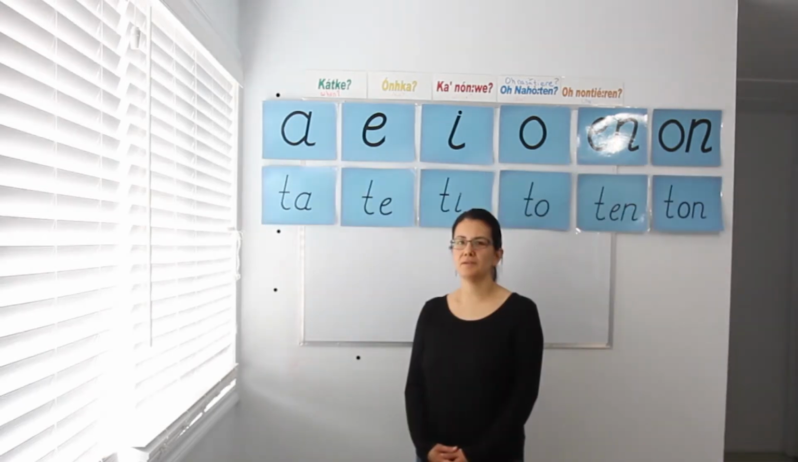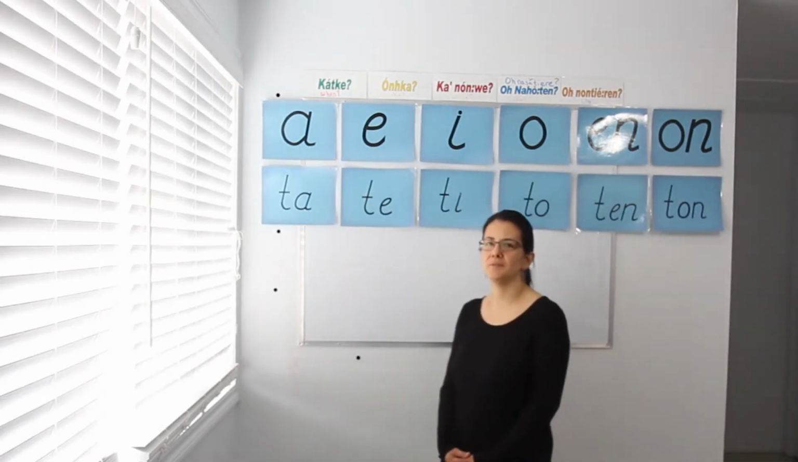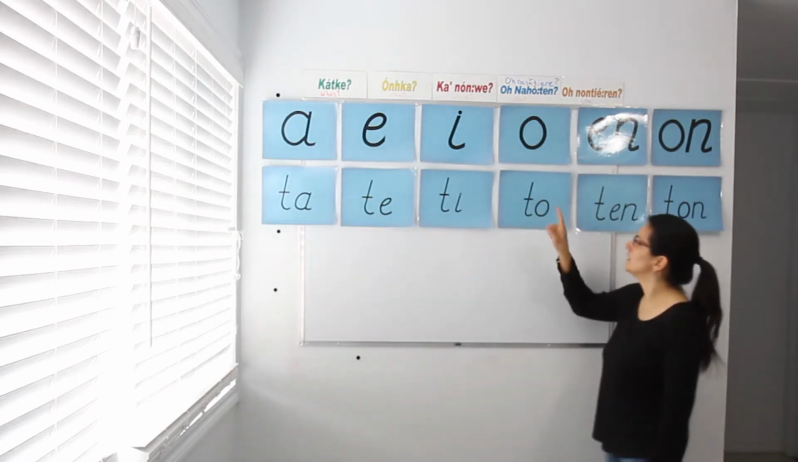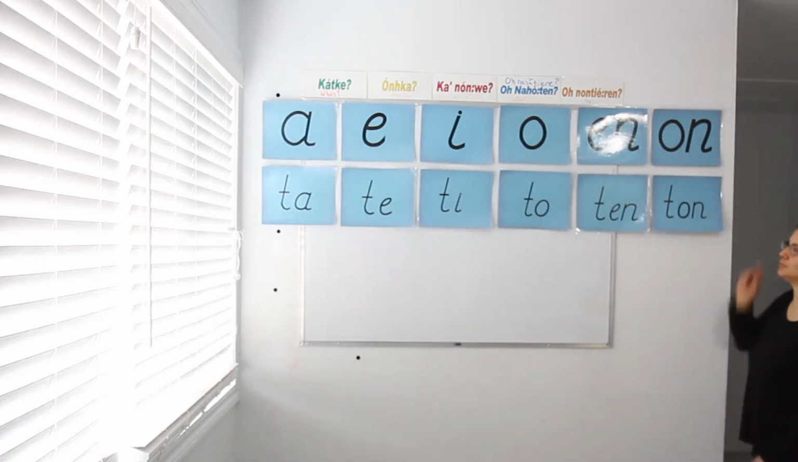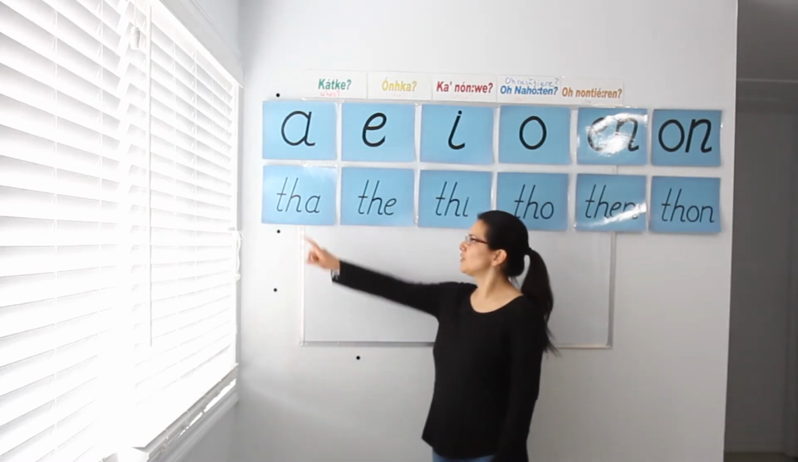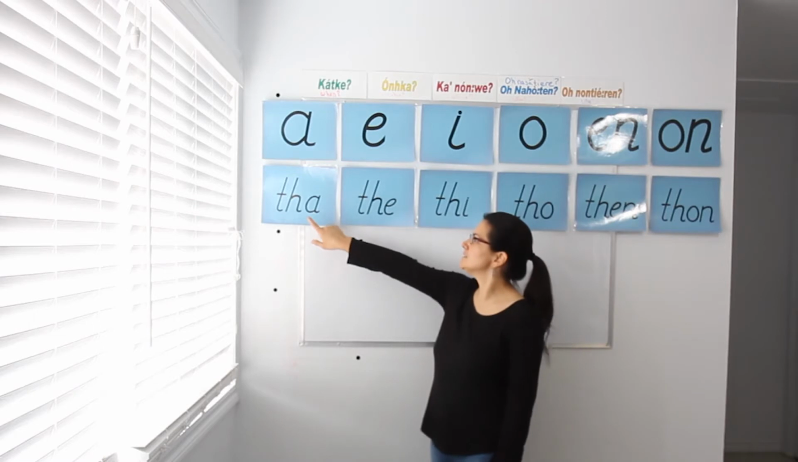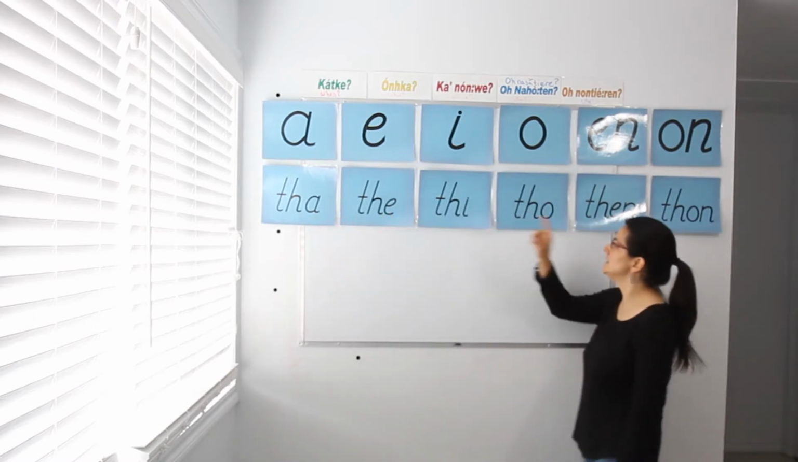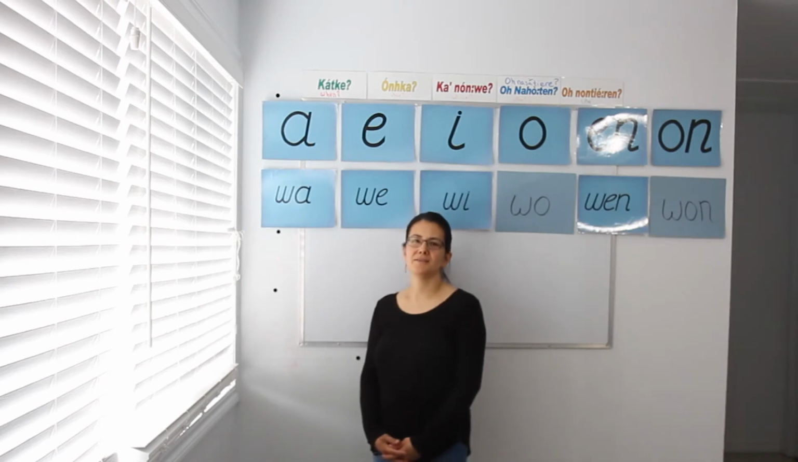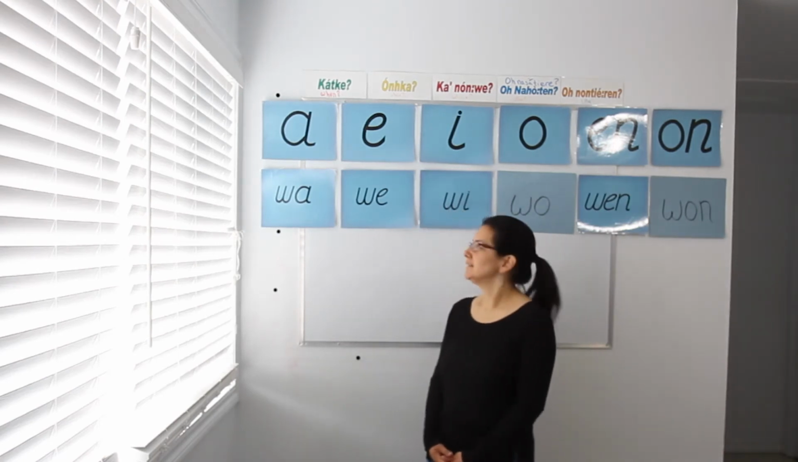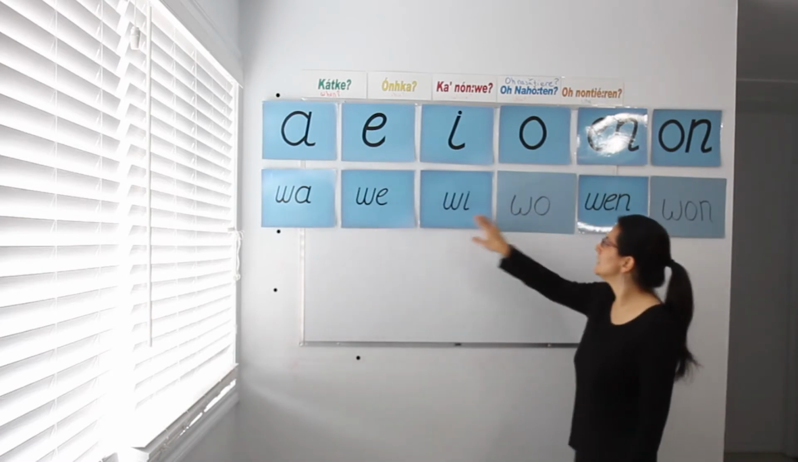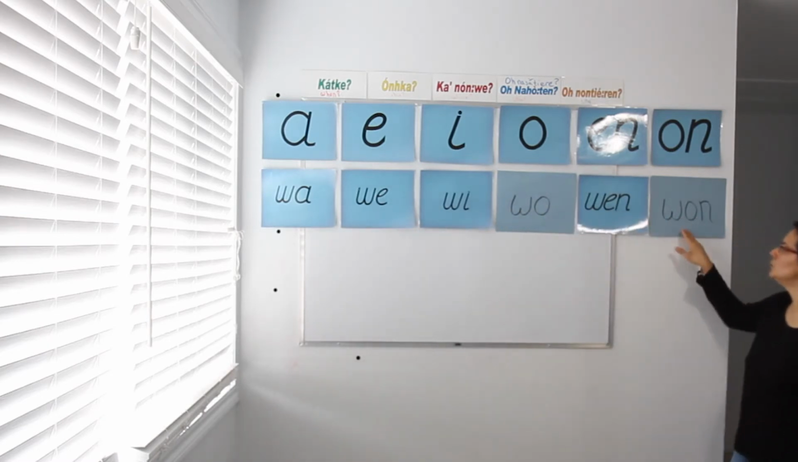And T makes the sound D. So incorporating T with the vowel sounds: da, de, di, do, don, du. And TH sounds like T. So incorporating TH with the vowel sounds: ta, te, ti, to, ton, tu. And W sounds like W. So incorporating W with the vowel sounds goes wa, we, we, wo, wa, wu.